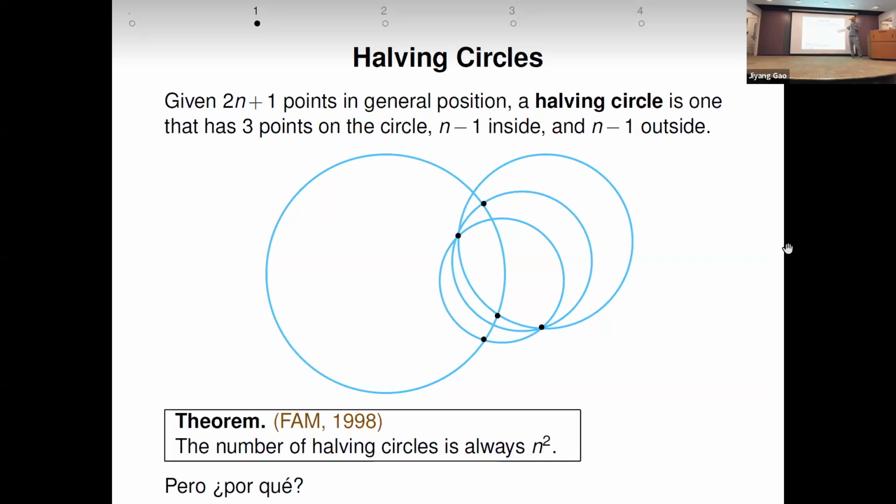So for any general set of points, the answer is always n squared. I can prove it, but I've never really understood what this is about. So I would really love to know.